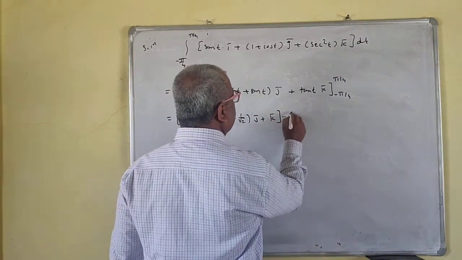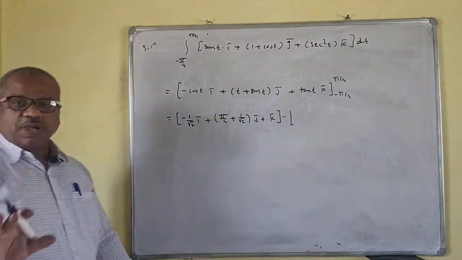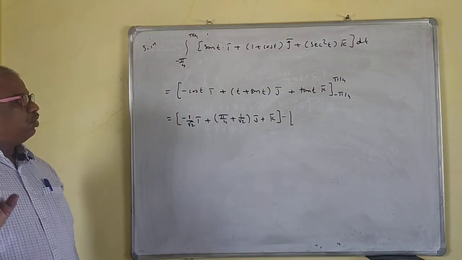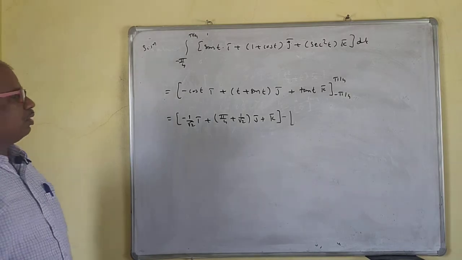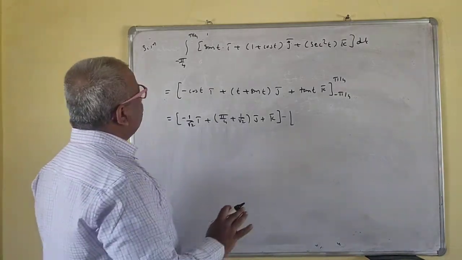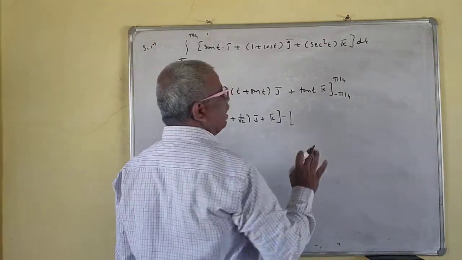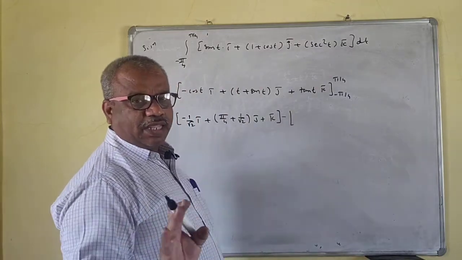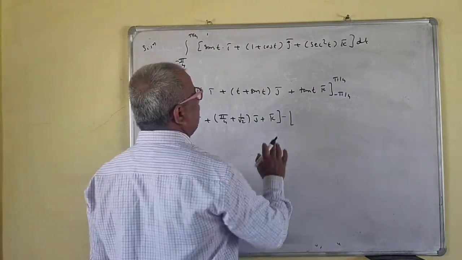Minus, cos minus pi by 4 is cos pi by 4. Only sin minus pi by 4 is minus 1 by root 2. So cos minus theta is cos theta, sin minus theta is minus sin theta. Take care of that only.